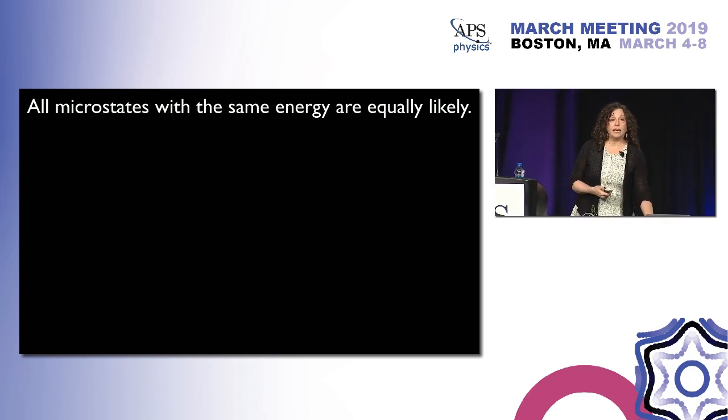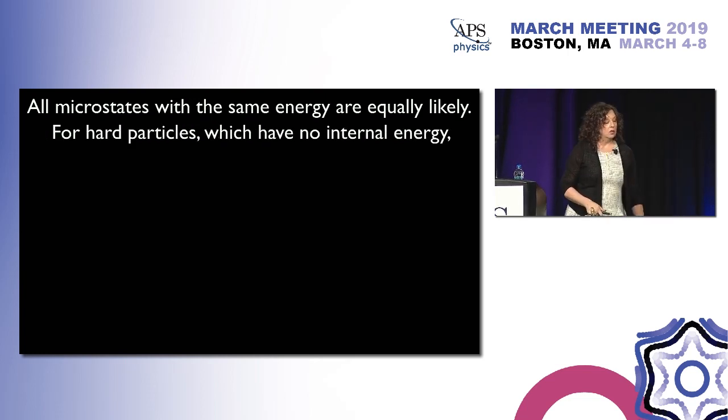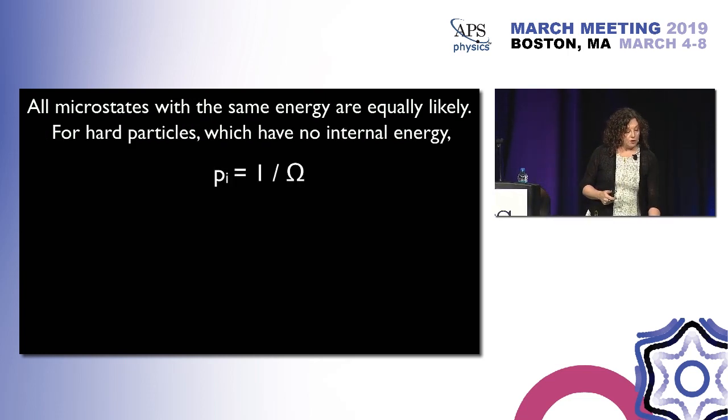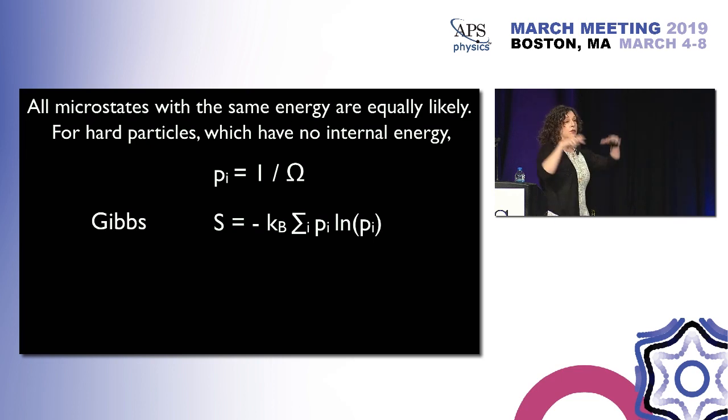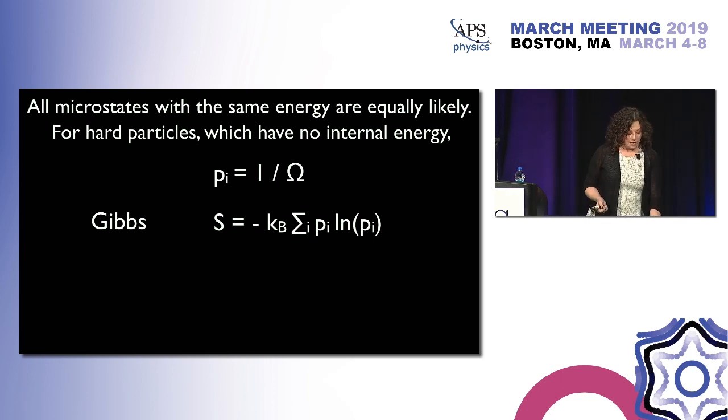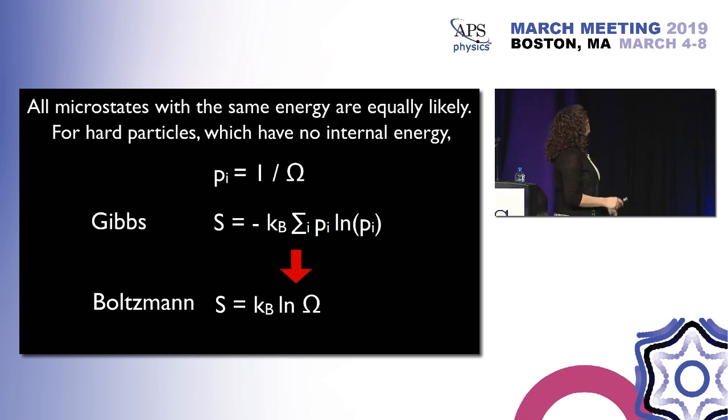In the case of these hard particles, not only do all the microstates have the same energy, they have no energy. And so because they have no energy, the probability of every microstate is equal. All microstates in this system are equally likely. Because of that, the probability of a microstate is just 1 over the total number of microstates, and you plop that into the Gibbs expression and you get the Boltzmann expression for the entropy.